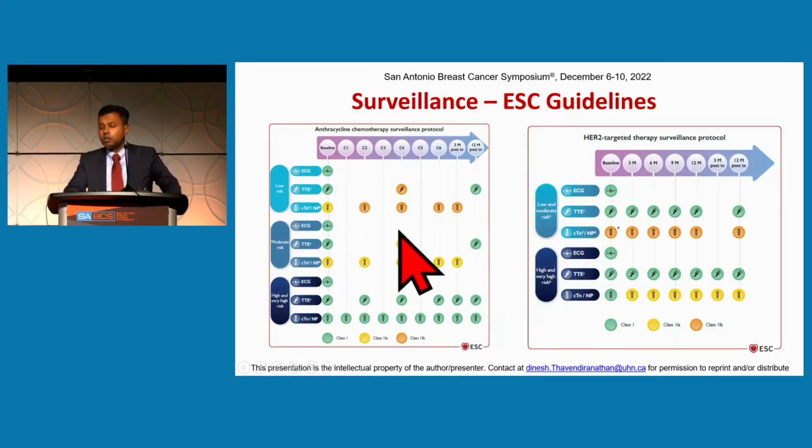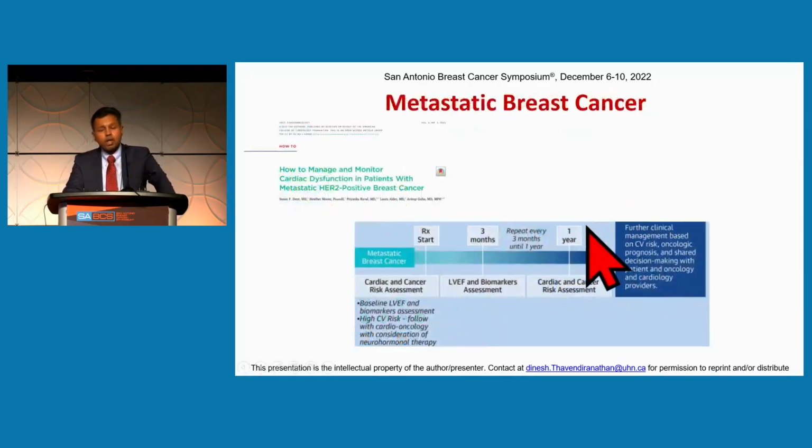Again, these are available for free, and you can see patients are dichotomized based on their risk of developing cardiotoxicity, and the frequency of surveillance has been suggested based on their risk of developing cardiotoxicity, both for anthracyclines and in patients who are receiving HER2-targeted therapy. And the last part I'll talk about for heart failure is in patients who have metastatic disease.